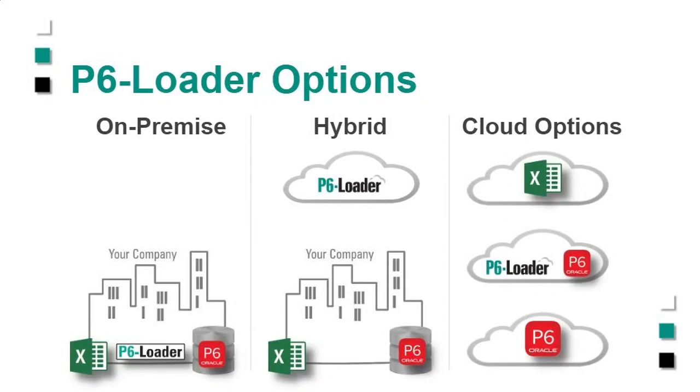But what we're starting to see is more people are actually moving to more of a hybrid model where maybe they've got Office in one cloud, and they've got P6 in another cloud, and they've got P6 Loader on site, or any combination of the above, where some things are in the cloud, some things are on site. Well, P6 Loader supports that as well. And maybe everything's in the cloud, but it's in different clouds. And again, we support that because we use the Primavera web services to do the integration. So everything can be moved quite seamlessly from one location to another.